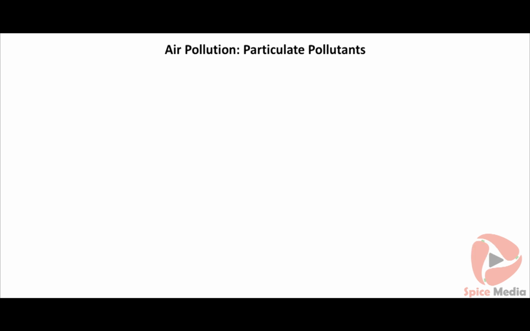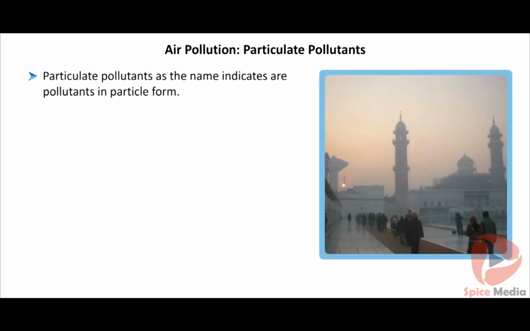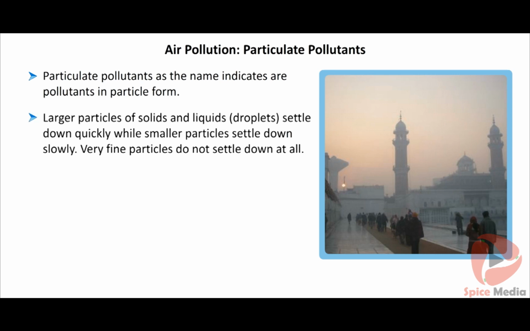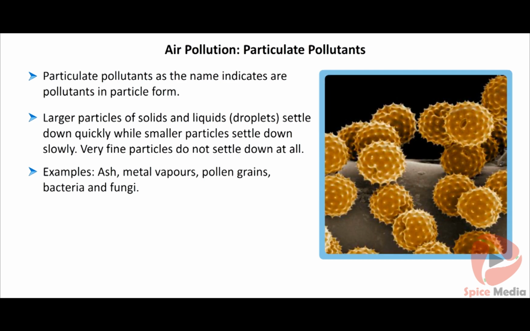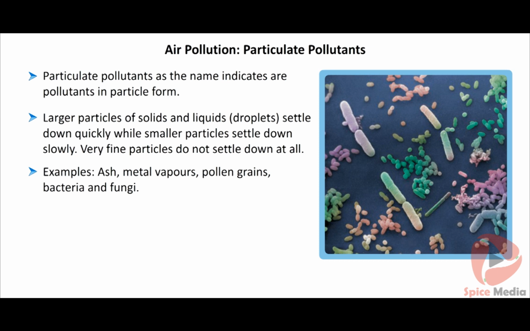Air pollution, particulate pollutants. Particulate pollutants, as the name indicates, are pollutants in particle form. Larger particles of solids and liquids, droplets, settle down quickly while smaller particles settle down slowly. Very fine particles do not settle down at all. Ash and metal vapors are typical examples of particulate pollutants. Besides these, pollen grains, bacteria, fungi are also particulate pollutants present in the air.